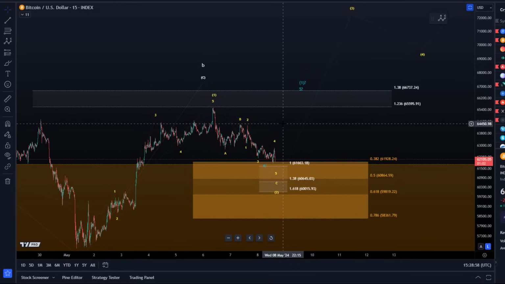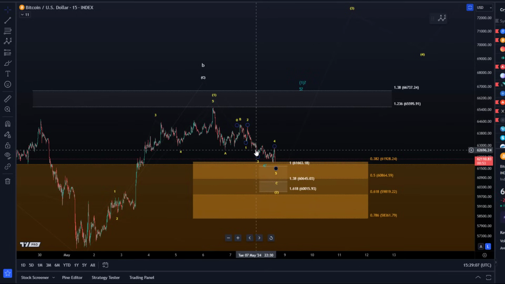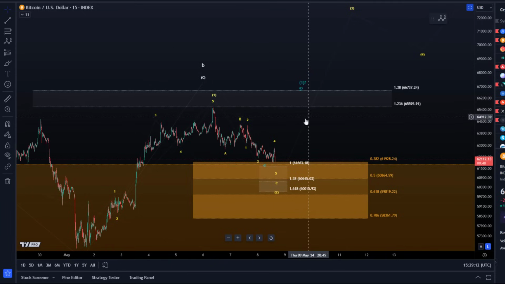If we get a break above that B wave high at 64,450. And overall, at the moment, the correction is set to continue until we see a break above one of these levels, ideally coupled with a small impulsive move to the upside.